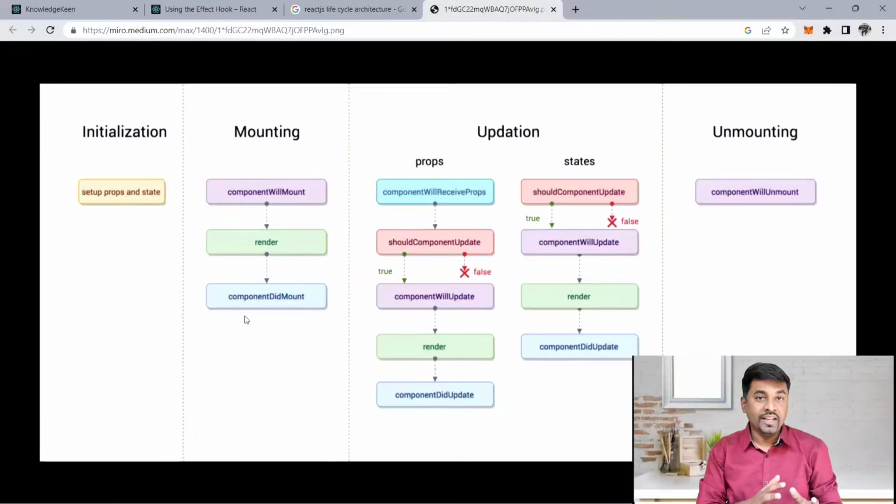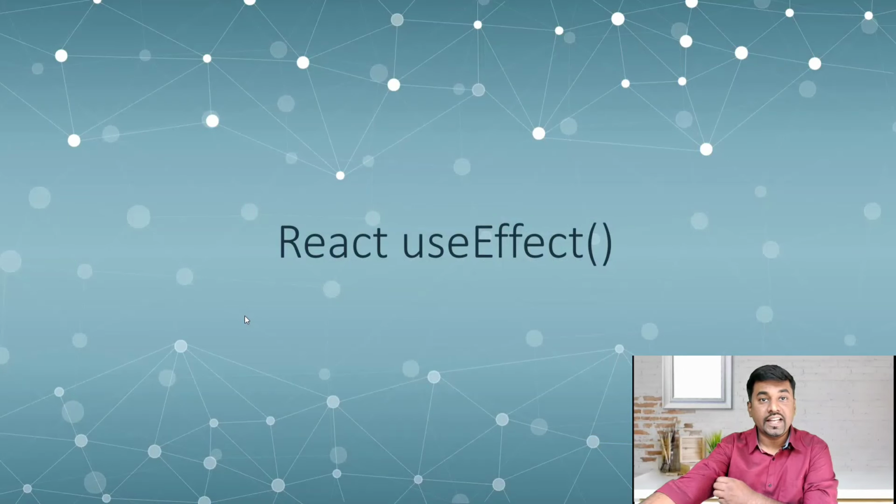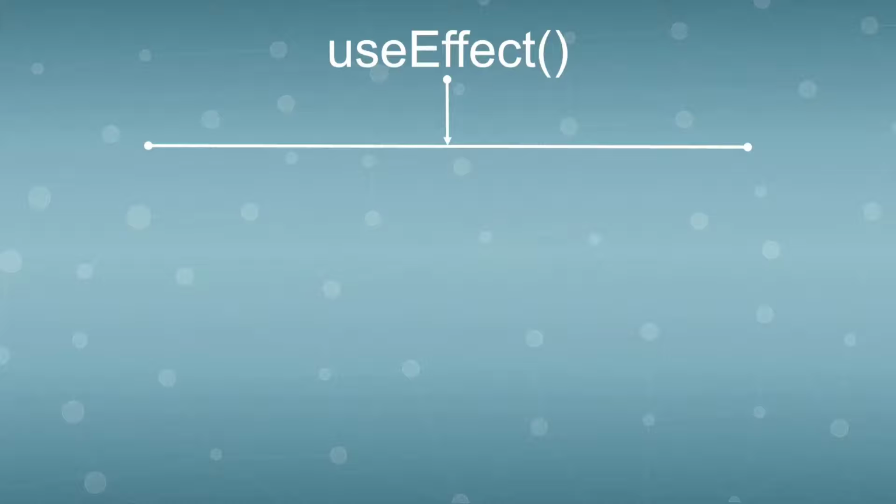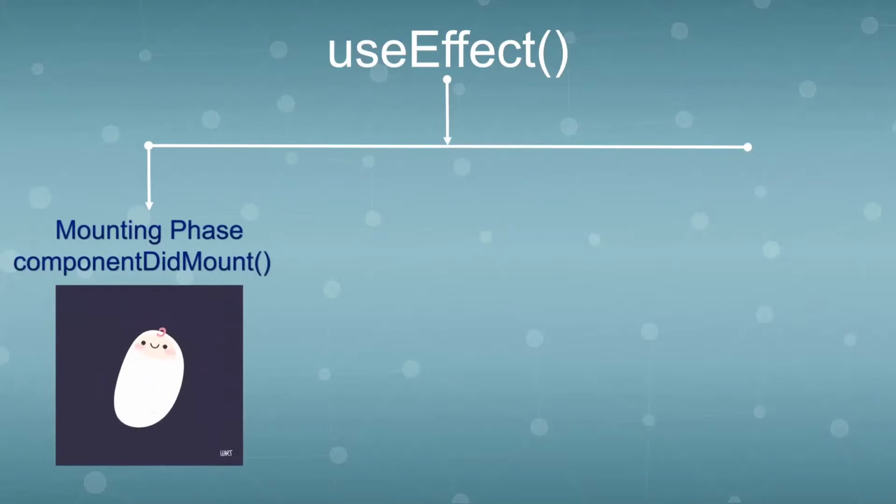I made an interactive slide for you to understand. Say this is useEffect, and useEffect also follows these three lifecycle phases: mounting, updating, and unmounting. Mounting is basically like a childbirth. Your component is rendered into the DOM.